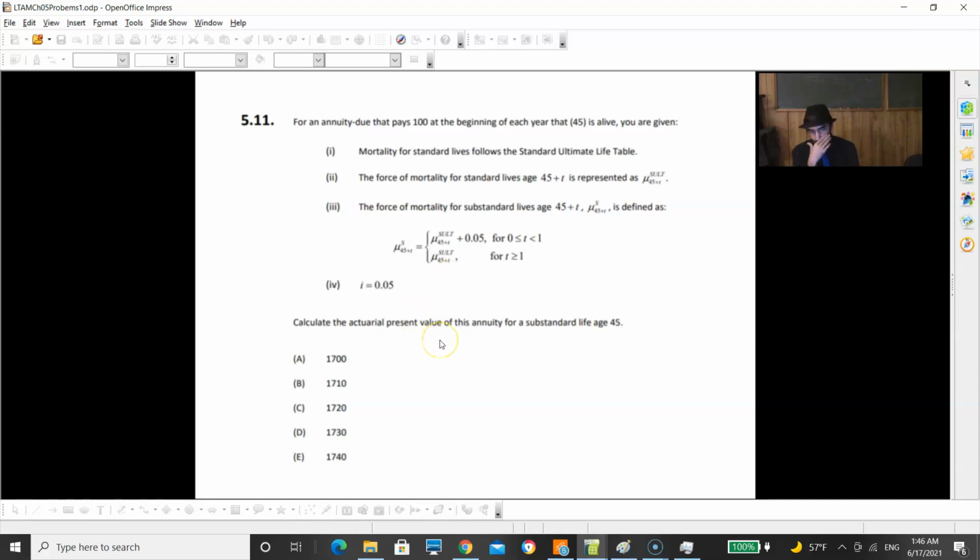And you have to calculate the actuarial present value of this annuity for a substandard life age 45. So it's kind of the opposite of a select life, right? You know this person is unhealthy. But it's only a 1 year not select period, or a 1 year adverse select period.